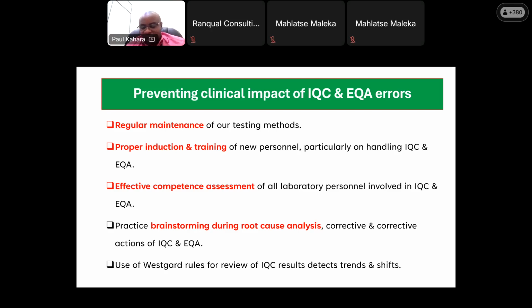And when we are reviewing our IQC and EQA also, let's consider the Westgard rules so that we're able to detect trends and shifts. Before the results show that there is a problem, we have noticed it from our Westgard rules. So that is probably where I want to stop. Those are the ways that we can consider to prevent this clinical impact when it comes to IQC and EQA.